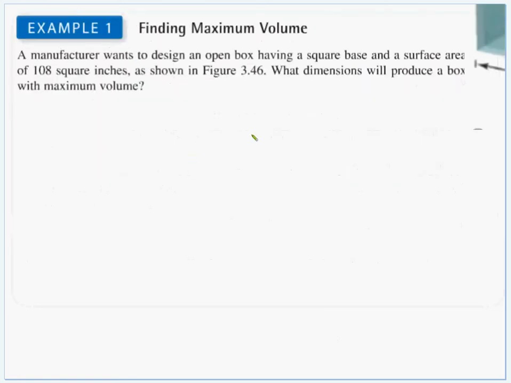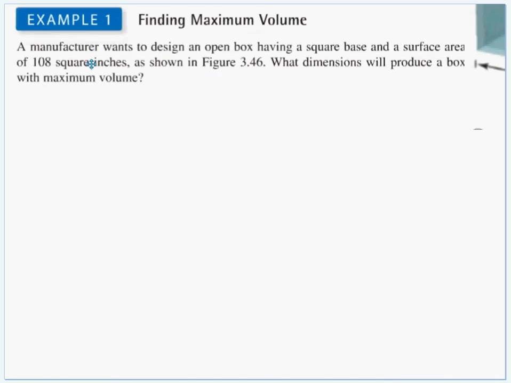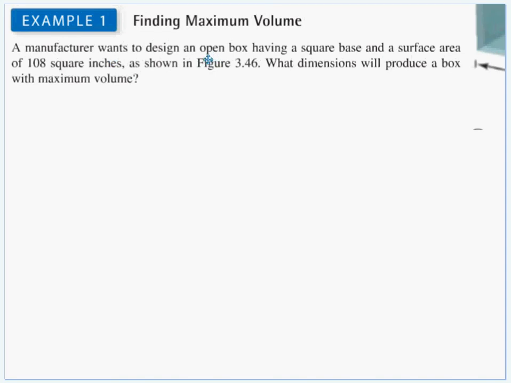Okay, so let's dive right in here with example 1. This is a very staple box problem. You see them in most every calc book. So we have a manufacturer. They want to design an open box, so there's no lid on it, that has a square base. Let me highlight that. That's pretty important. The surface area is limited to 108 square inches. What dimensions will produce a box with maximum volume?